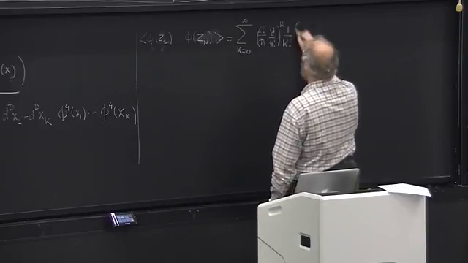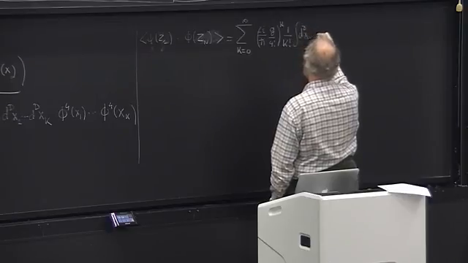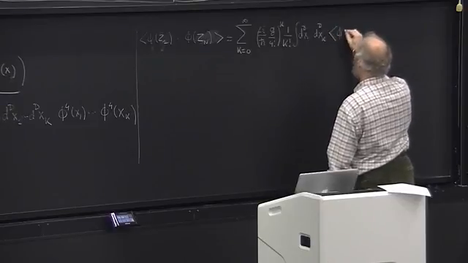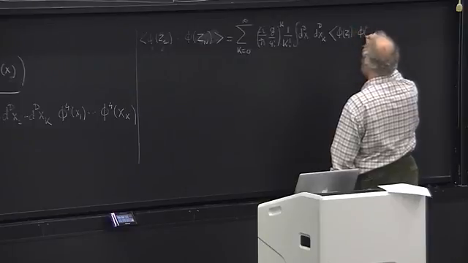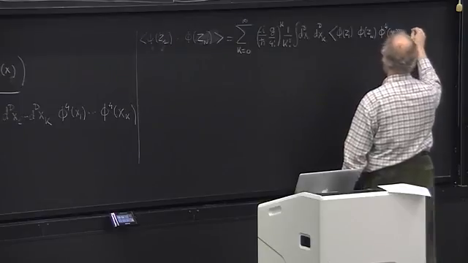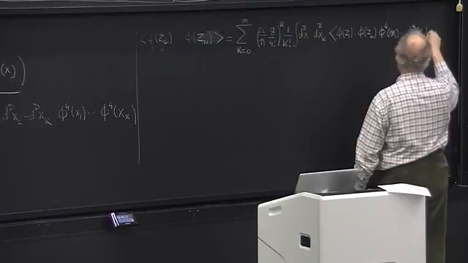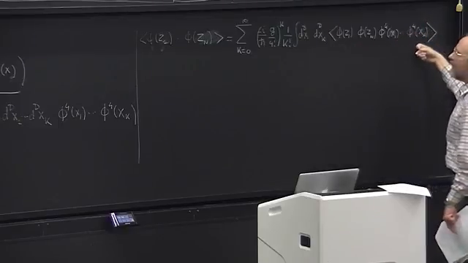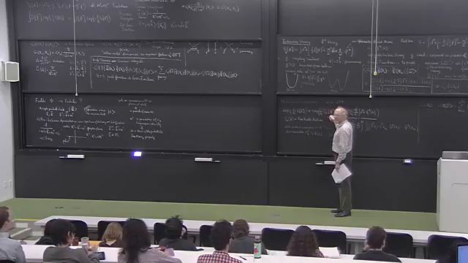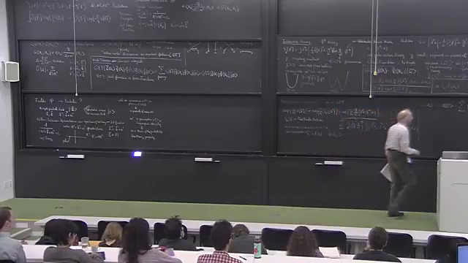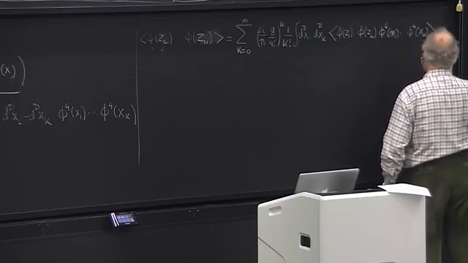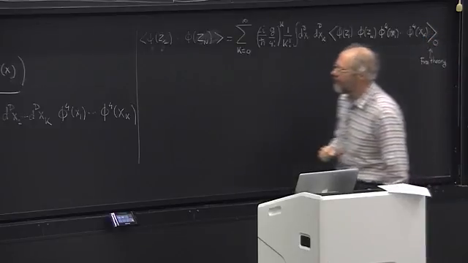Then I get the integral over dx1 up to dxk of the expectation value of the product of those variables, phi of z1, phi of zn, phi^4 of x1, phi^4 of xk. But this is now integrated with the exponential of i over h bar S0. So this is the expectation value in the free theory. You see.